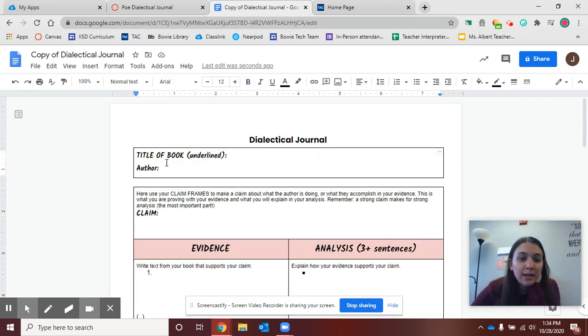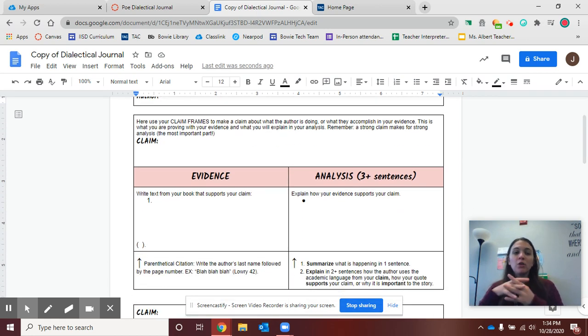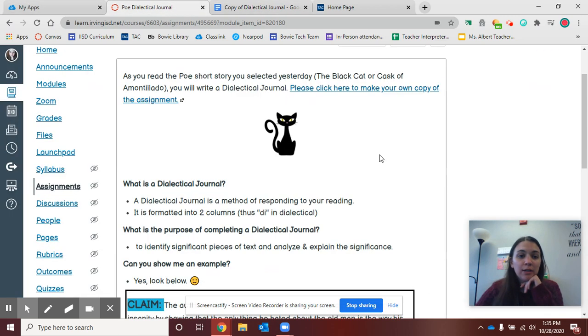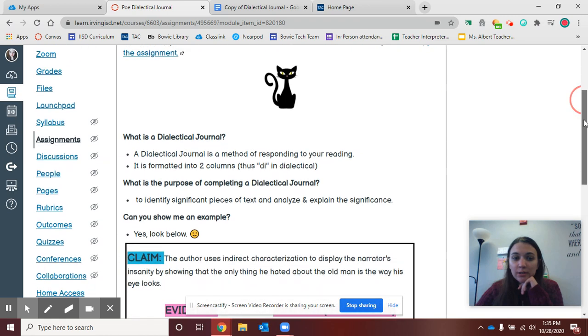First, it asks you the title of the book, or in this case, our short story. That would be either The Black Cat or The Cask of Amontillado. And then underneath it, you have author. In this case, it's going to be Edgar Allan Poe because he's the author of both of them. So you'll write that there. Then, scrolling down, you are going to make a claim as you read. You're going to find evidence for that claim. Then you're going to analyze that evidence and explain it. So let's look at the example that I have here on the instructions. I think that'll be a little bit easier.